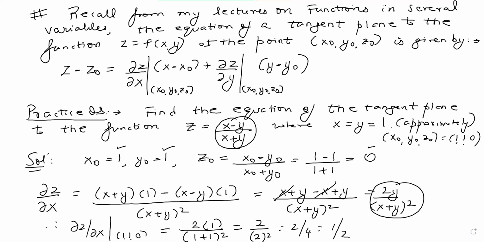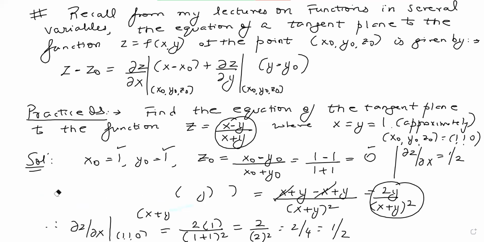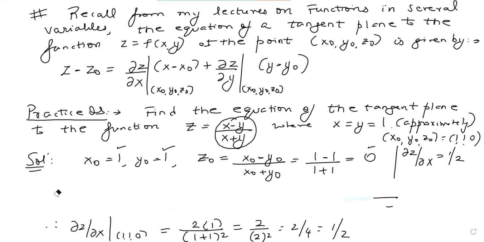Let's calculate del z by del y. I am writing it here just for clarity that del z by del x has come out as half at the required point 1, 1, 0. Now I'm erasing this portion off and I'm calculating del z by del y.